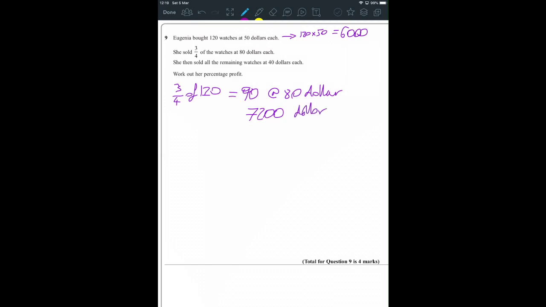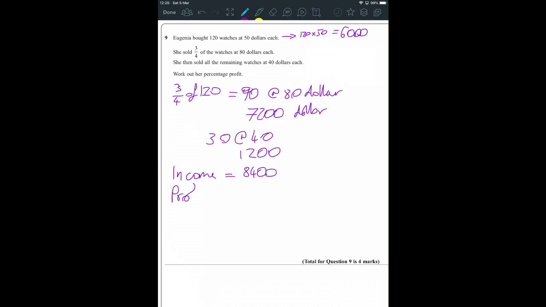We sold the remaining watches at 40 each. So the remaining, not the remaining 40, the remaining 30, since we've sold 90 out of 120, at $40 each. That gives us another 1,200. So our total income is the sum of those two, 8,400.